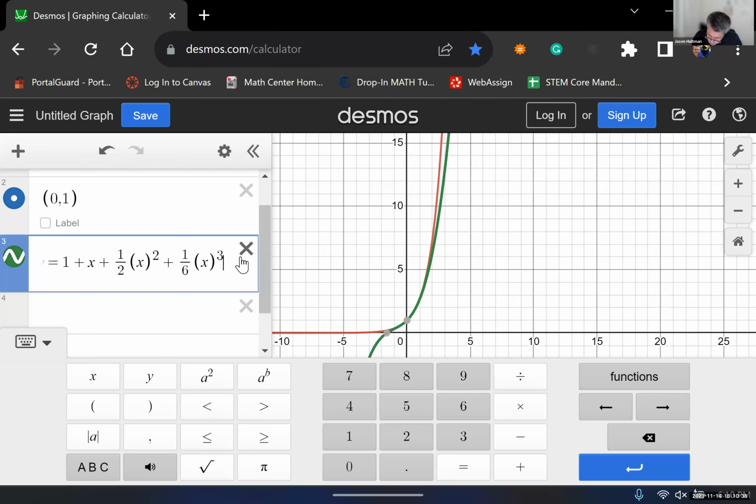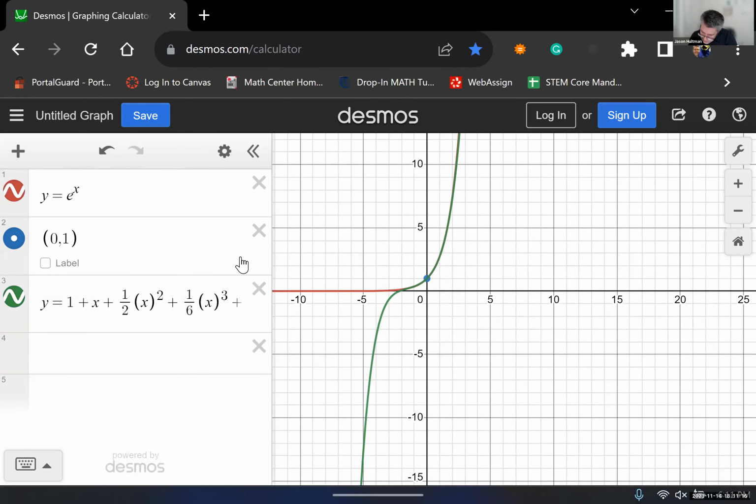We could go out here another term to 1/24, x to the 4th. Okay, boom, that hugs it even nicer. Okay, and then let's do one more. Let's do 1/120, right? So plus 1/120, and then this is x to the 5th. Boom, isn't that a nice approximation?